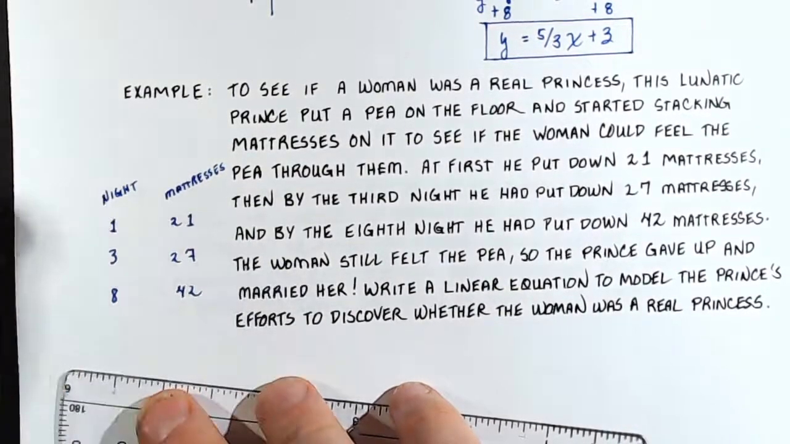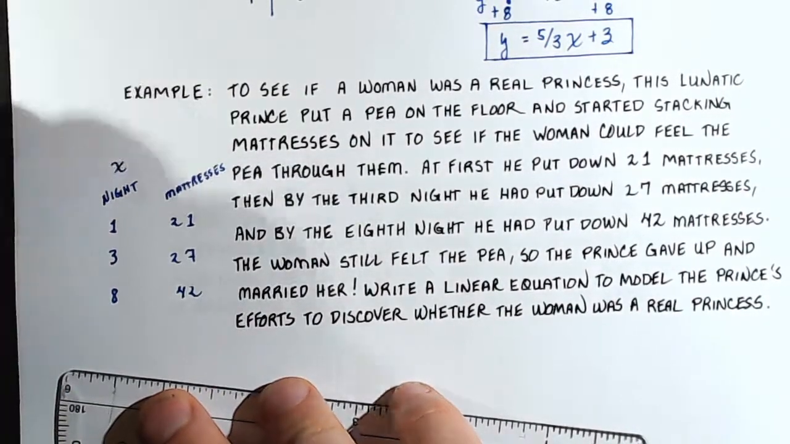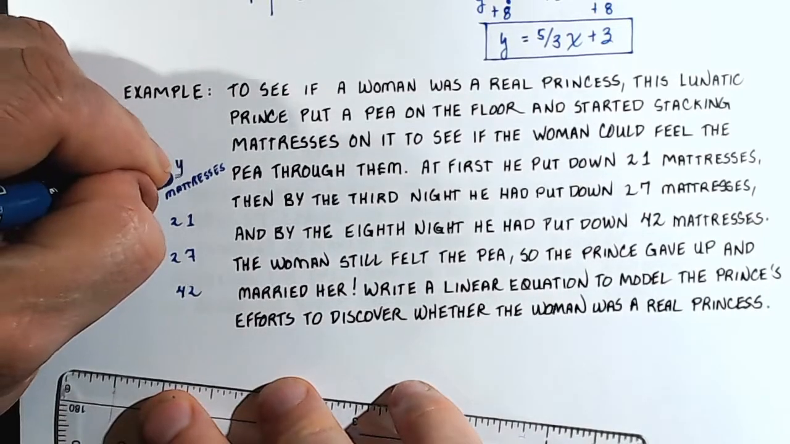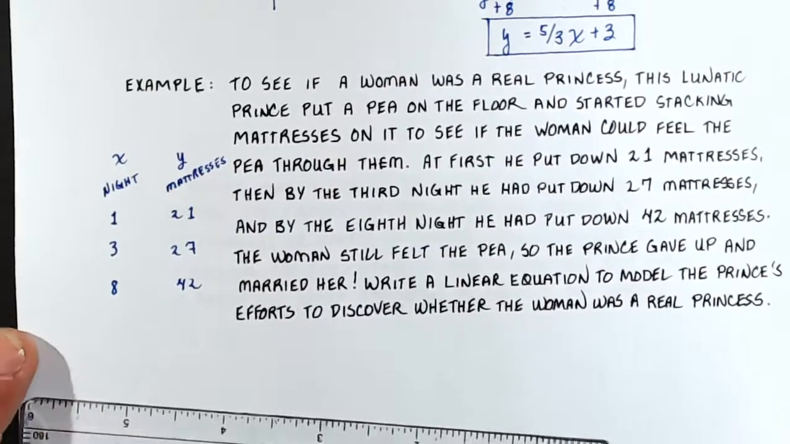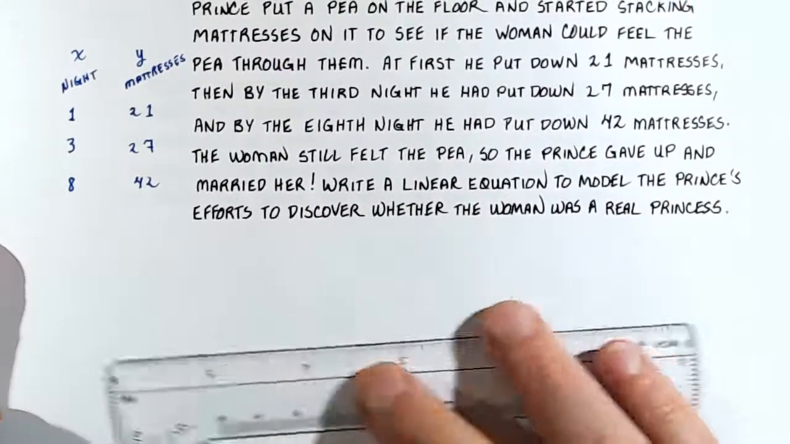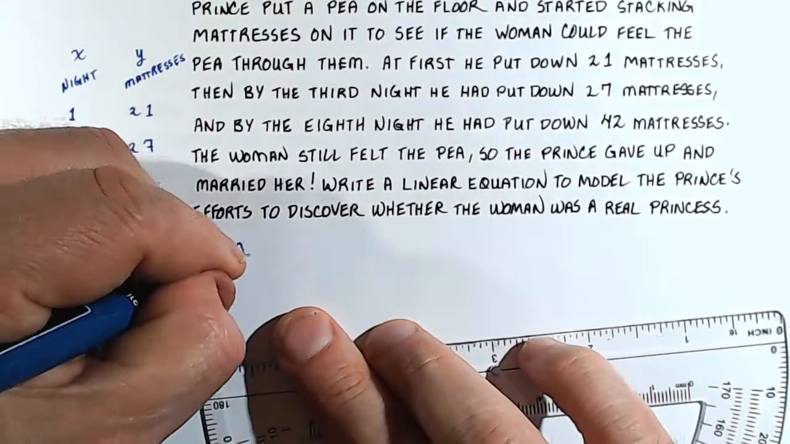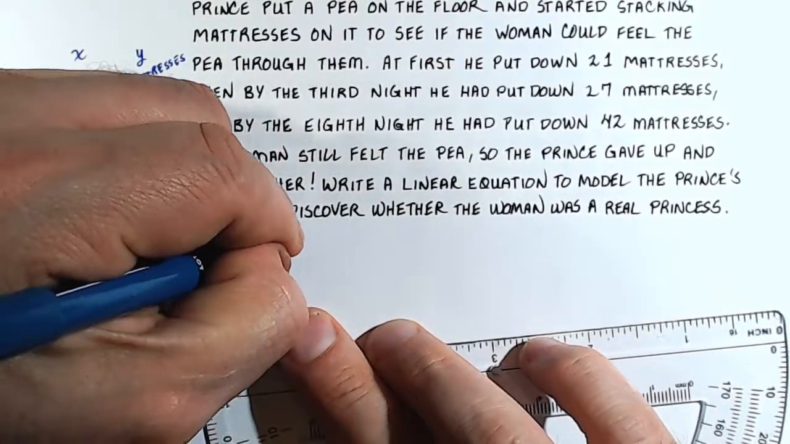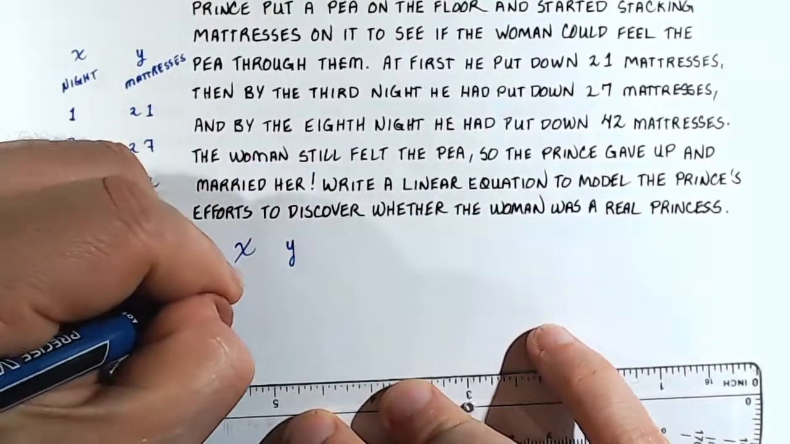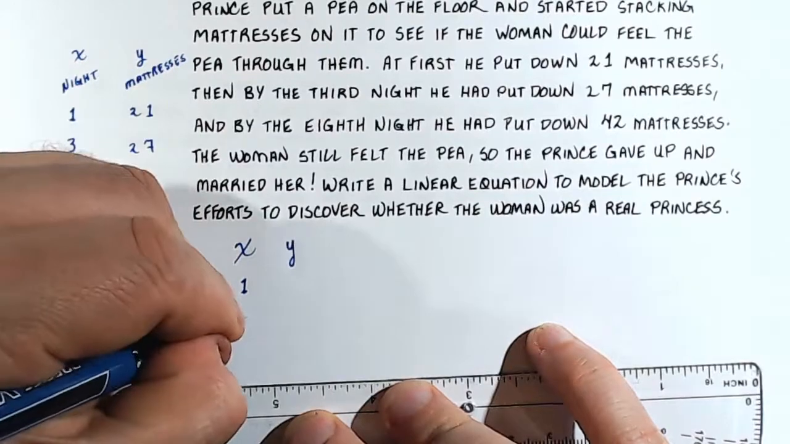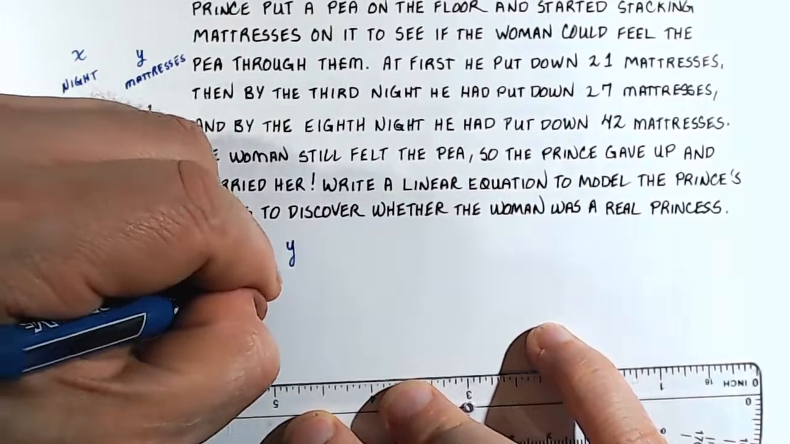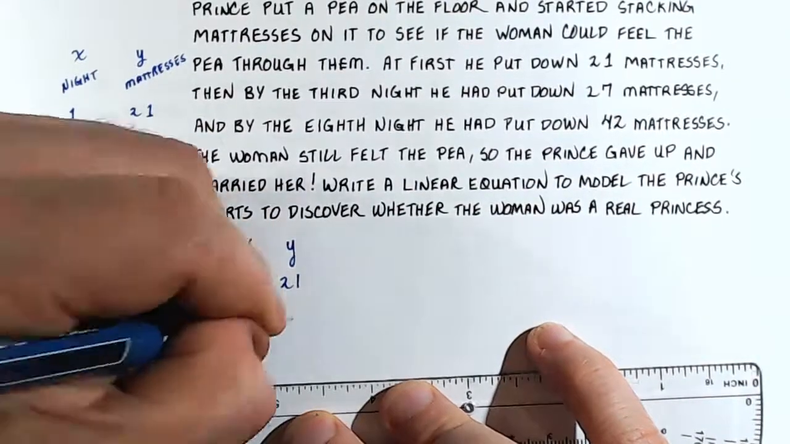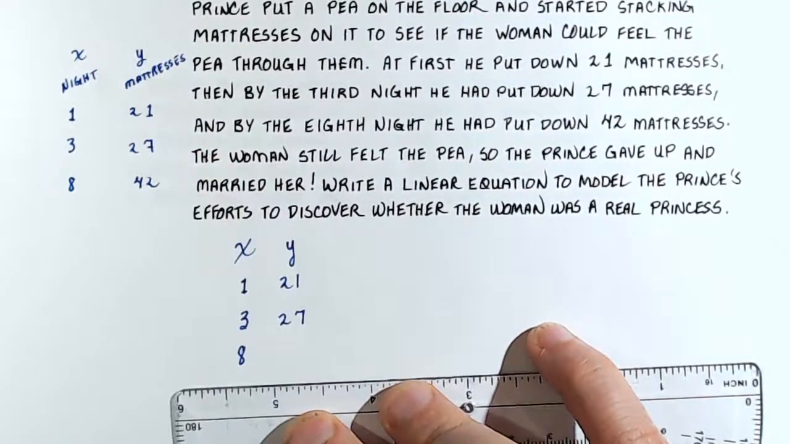Now, night is a form of time, so this is going to be X, and mattresses is going to be Y. This is the independent variable, this is the dependent variable. So, let's bring it down here and create our table. X, Y. We have 1, 3, 8, and we have 21, 27, 42.